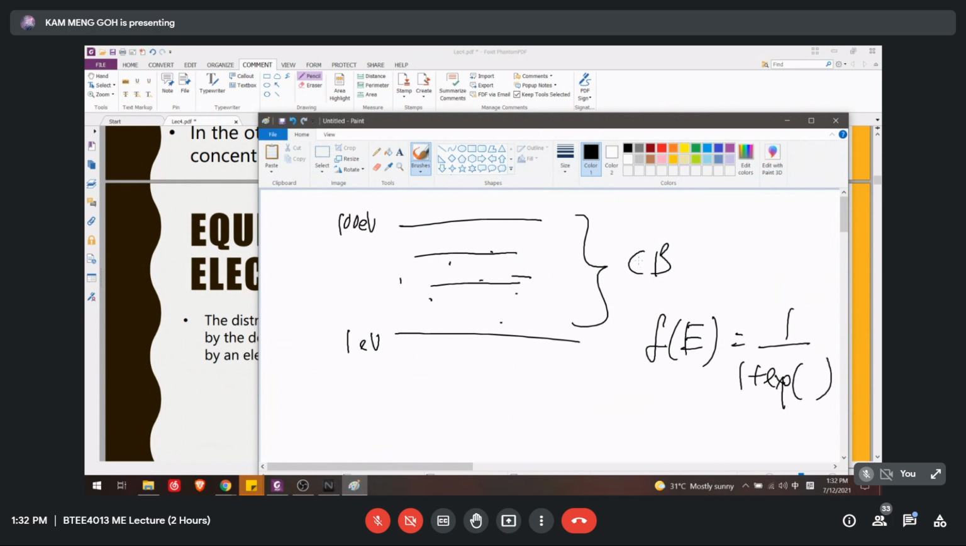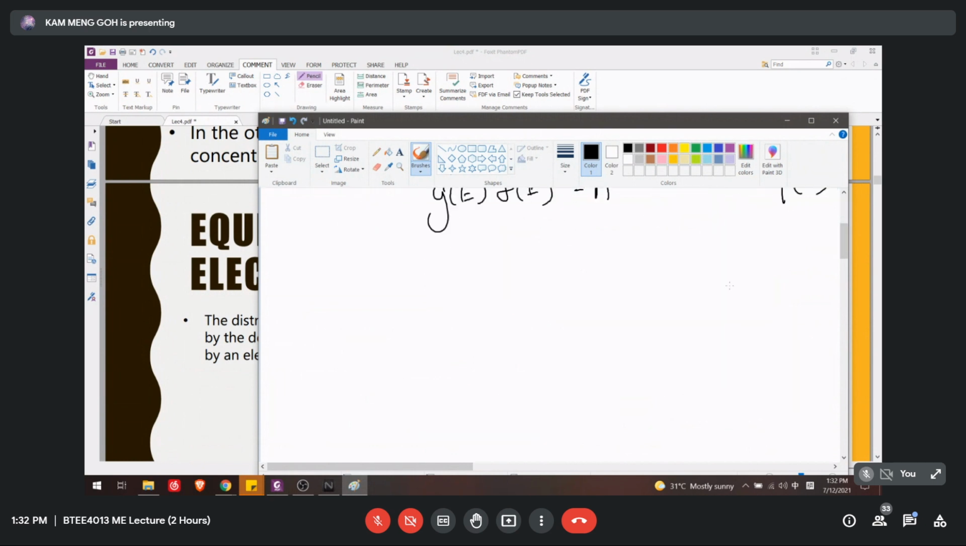So by multiplying the density, imagine that you have a density of state, g(E). By multiplying g(E) and f(E), then you can roughly know the number of the electrons. How do I say that?